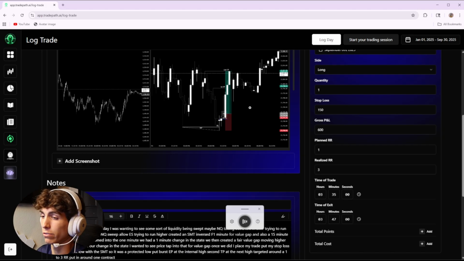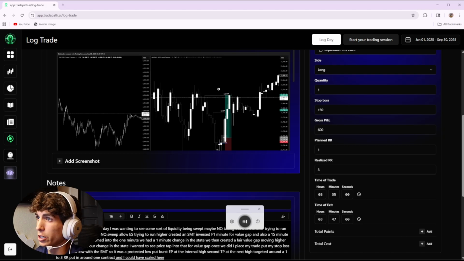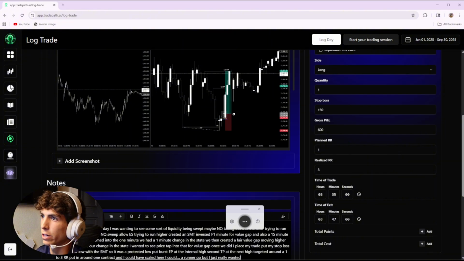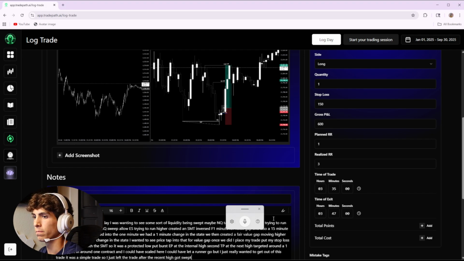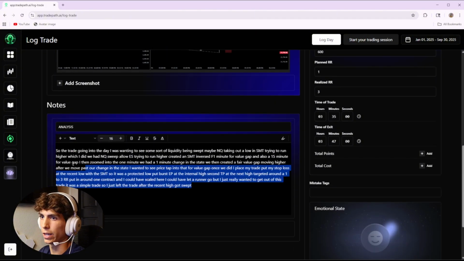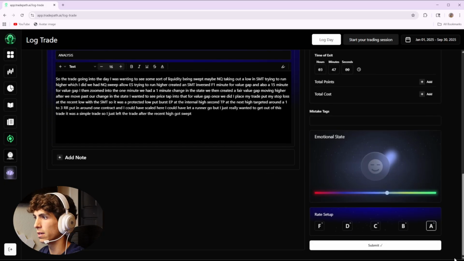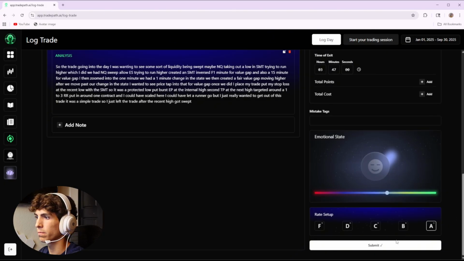and I could have scaled here. I could have let a runner go, but I just really wanted to get out of this trade. It was a simple trade, so I just left the trade after the recent high got swept. So here we go. We have this. It's an analysis. Say I would submit.